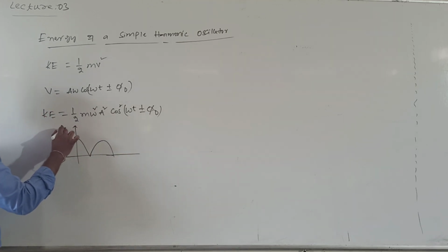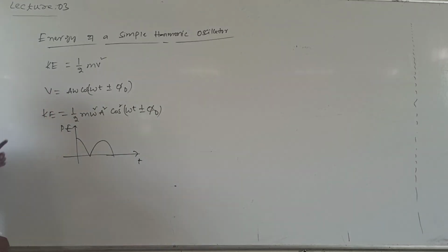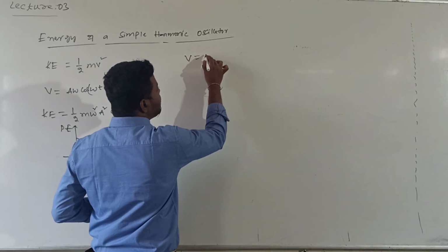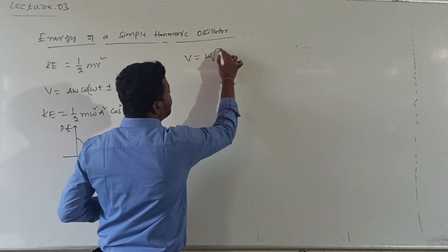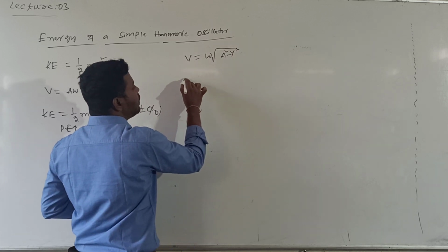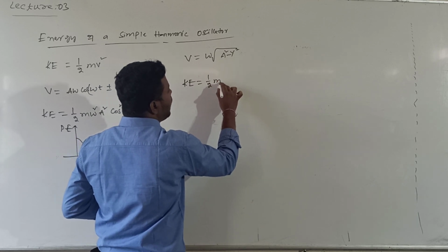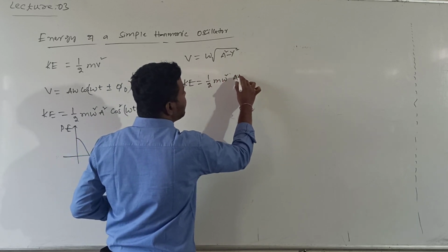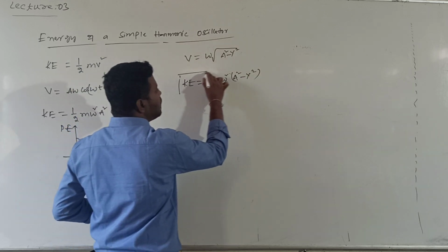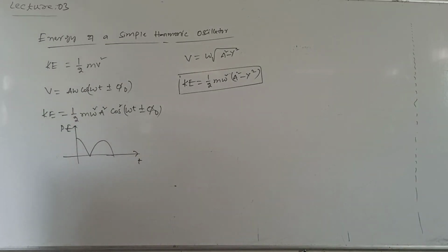How does potential energy change with time? If I want to write the kinetic energy, velocity is omega into root over a square minus y square. In terms of v, the kinetic energy is given by 1 by 2 into m into omega square into a square minus y square. This is the expression for kinetic energy in terms of amplitude and displacement.